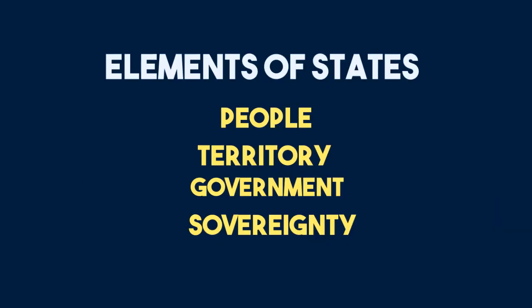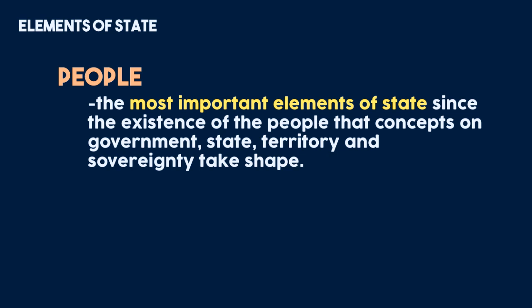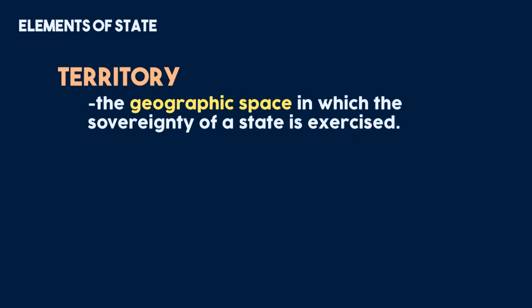The first one is people. People is the most important element of state since it is from the existence of people that concepts of government, state, territory, and sovereignty take shape. Number 2 is territory. Like in the definition of state, a territory is the geographic space in which the sovereignty of state is exercised. Ito yung teritoryo o yung lugar kung saan naninirahan yung people na sinasabi.